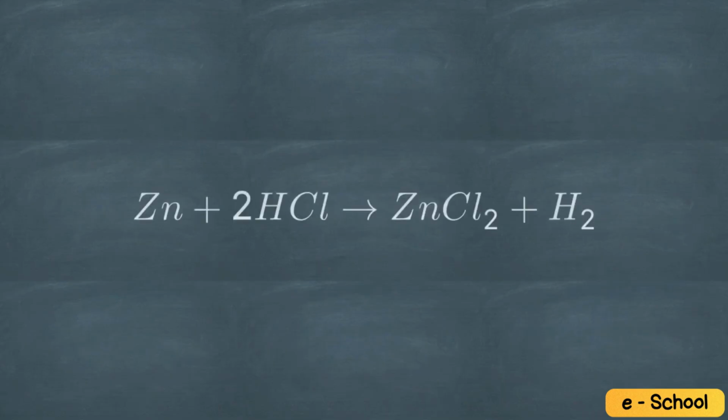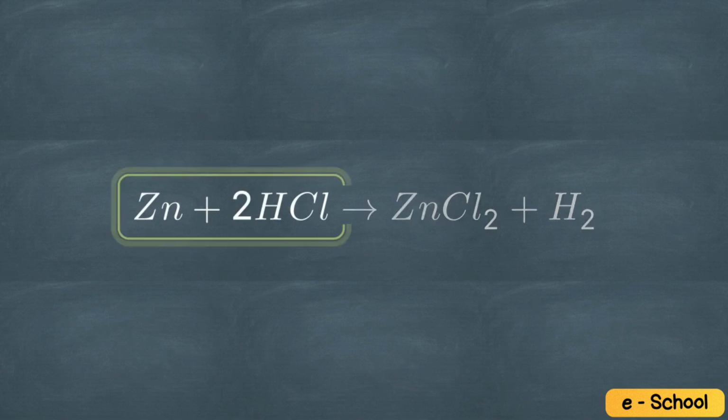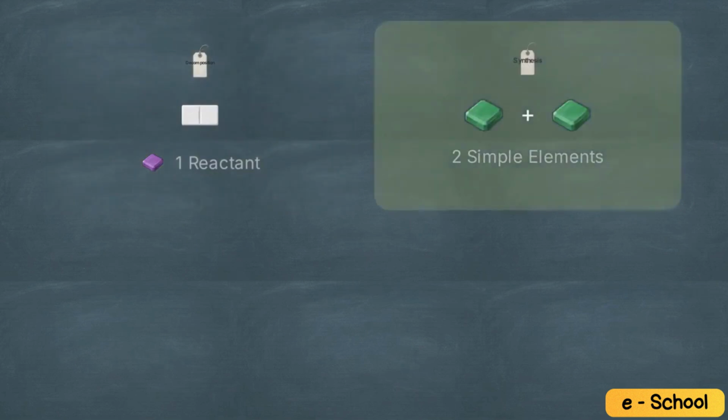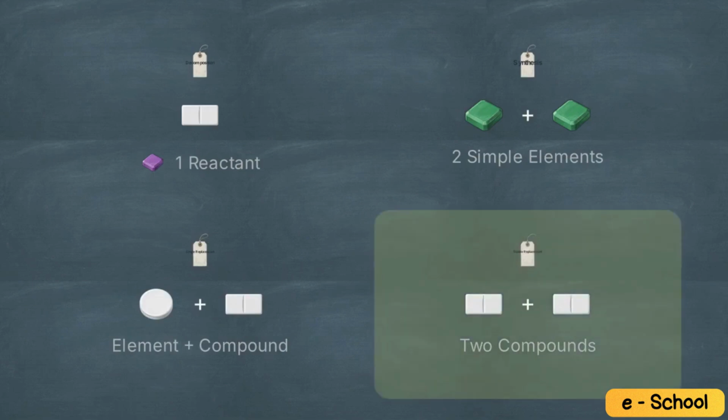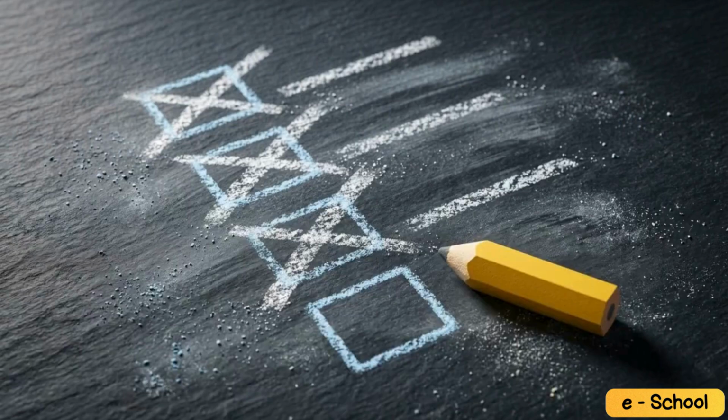To classify any equation, use a diagnostic checklist. Focus your attention exclusively on the reactants, the substances on the left side of the arrow. One reactant indicates decomposition. 2 separate, simple elements indicate synthesis. An element reacting with a compound signals single replacement. 2 compounds reacting together signal double replacement. This checklist turns classification into a simple process of elimination.